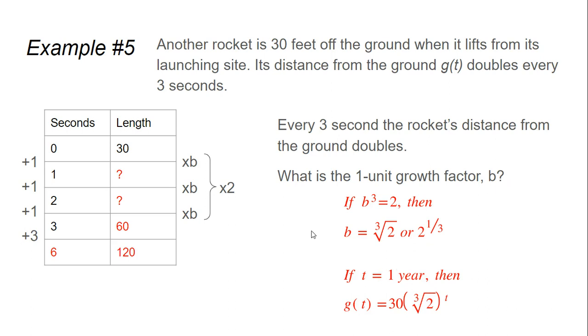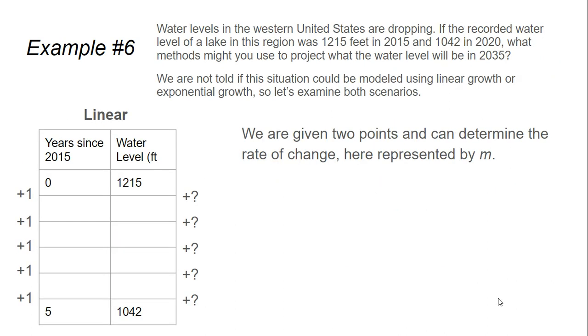So if we started with 30, I can write an equation that has a 30 here. I found my b value, which is my growth rate right there, and then I have some measure of time right there, and I now have an equation that represents this scenario.